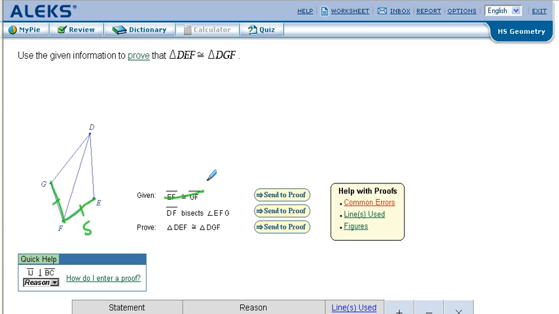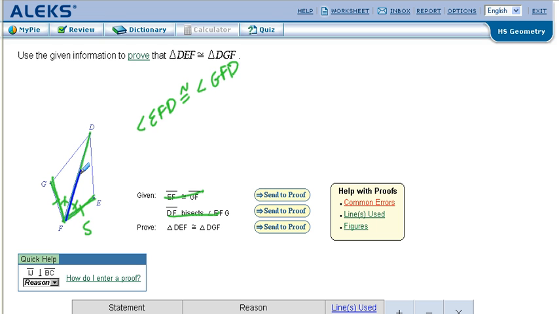We're also told that DF bisects angle EFG, so I trace EFG, and DF cuts that in half. So I know that these two angles right here are congruent. That would be angle EFD is congruent to angle GFD, and that's because of that word bisect. That's implied.